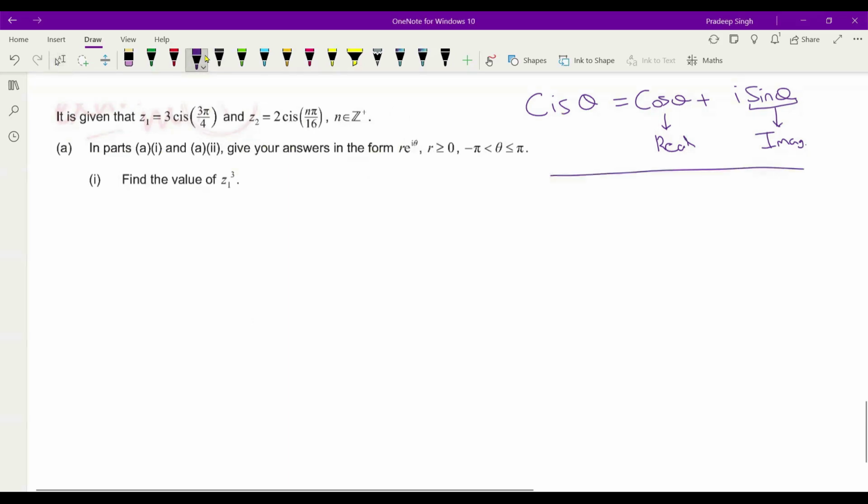And just for revision, remember cis theta is nothing but e to the power i theta. So e to the power i theta is also cos theta plus i sine theta. Now, before we do this question, so we have z1 cube. Let us understand the concept of De Moivre's theorem.